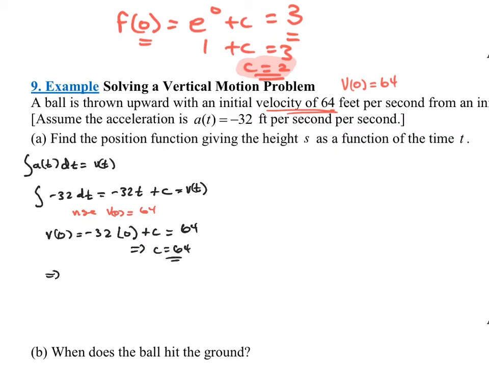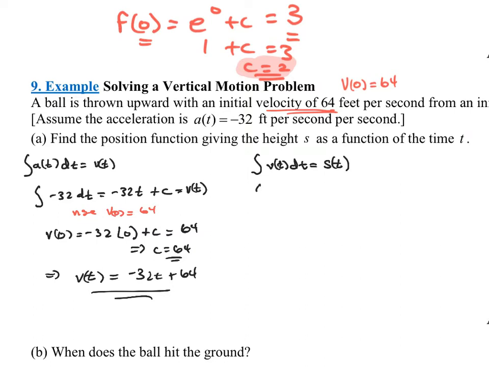So what's that tell me? That tells me my velocity function was negative 32t plus 64. That's my actual velocity function for this problem. Well, if I know the velocity function, now I can find the position function. Again, the antiderivative of the velocity function has to be the position function.